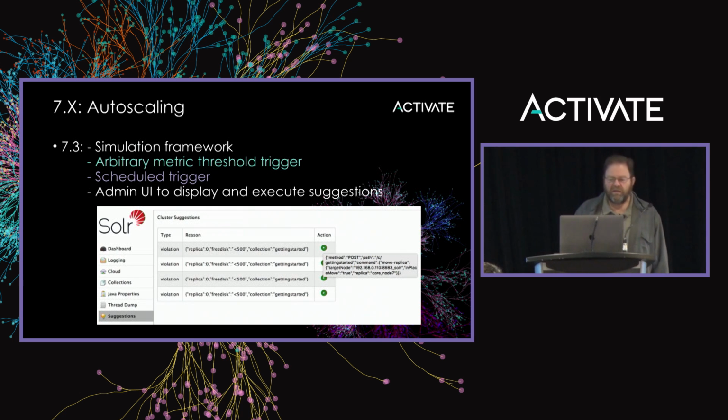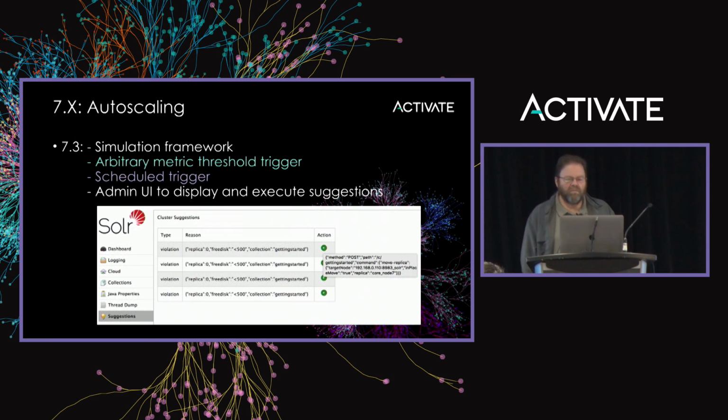Continuing on with the autoscaling topic in 7.x, in 7.3, a simulation framework was added that we've been using to tell us about bottlenecks in the system. The simulation mocks many components of Solr and is intended to allow us to flush out problems with autoscaling. A trigger for a threshold of arbitrary metrics was added, as well as a trigger for a fixed schedule.